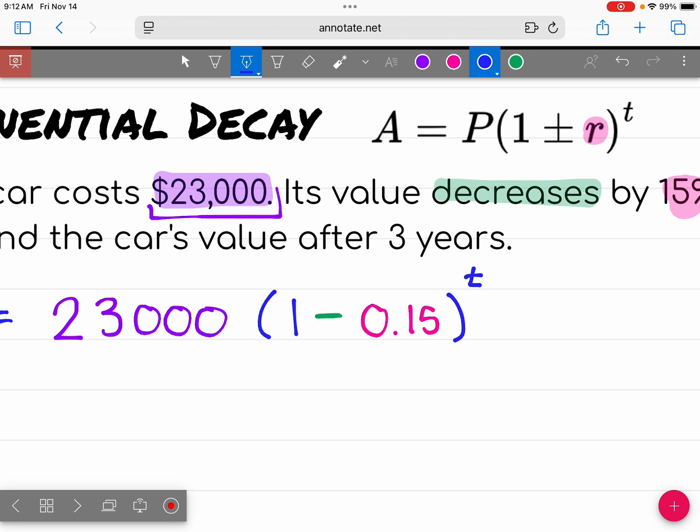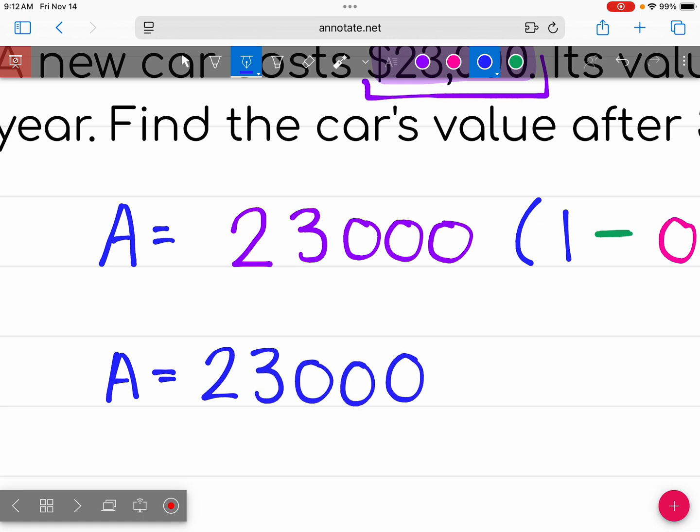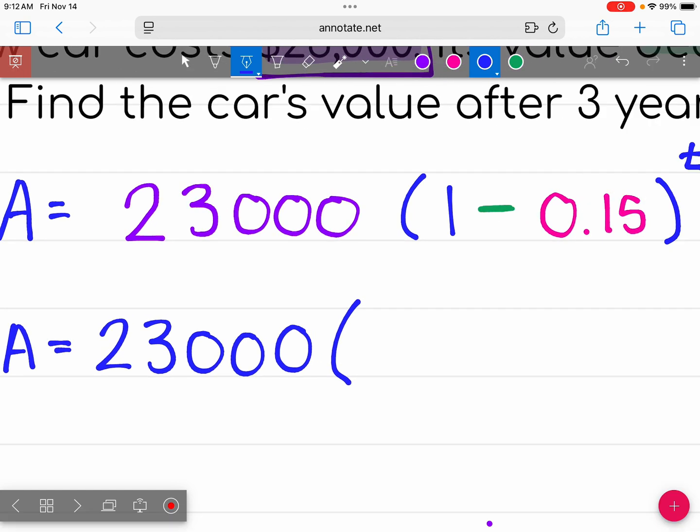We could simplify this, and if we do that, we'll see that this is not going to be exponential growth because 1 minus 0.15 gives us 0.85. When our base is between 0 and 1, that's when we're looking at exponential decay. If our base is bigger than 1, it's growth. If it's smaller than 1, it's decay. So that subtraction is what makes us decay here. It's really important whether we use plus or minus.